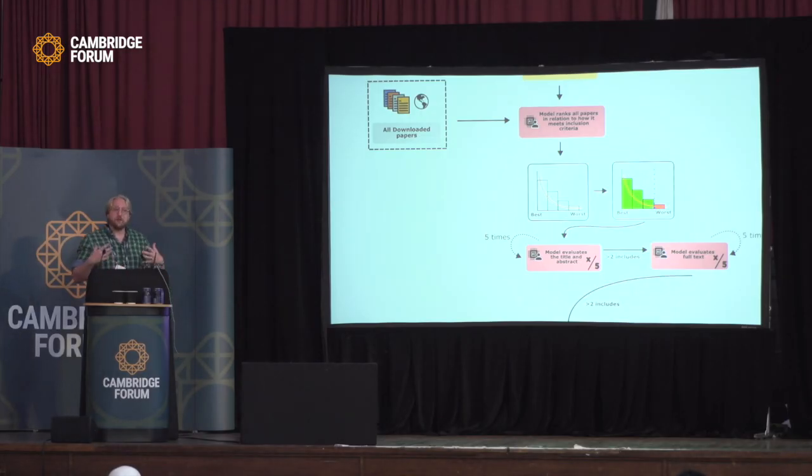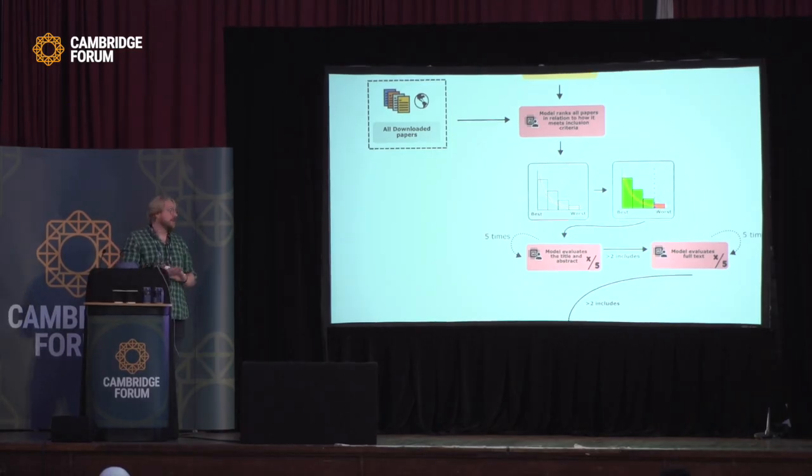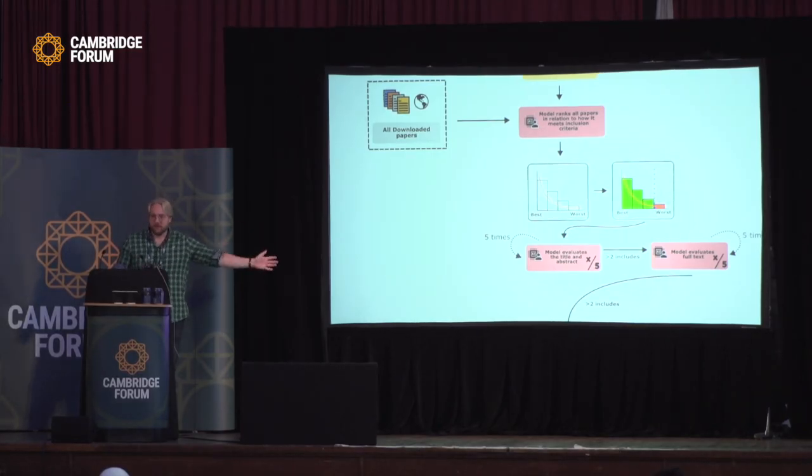And so some of the papers would just go straight through, 5 out of 5, we think this is great. Some of them would be more like 3 out of 5 times it would think it would pass. And we take anything that passed 3 out of 5 times, and then we pass it to our next model. And the next model doesn't just look at the title and abstract, but it looks at the full text of the paper.